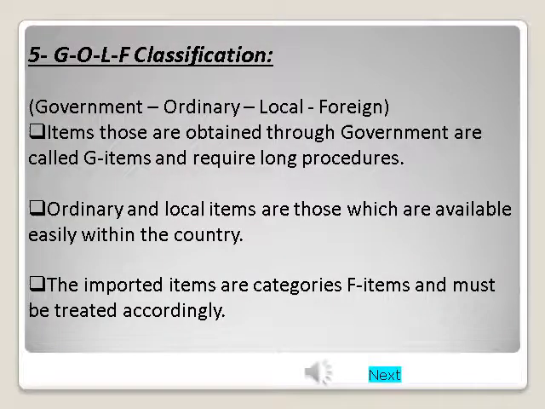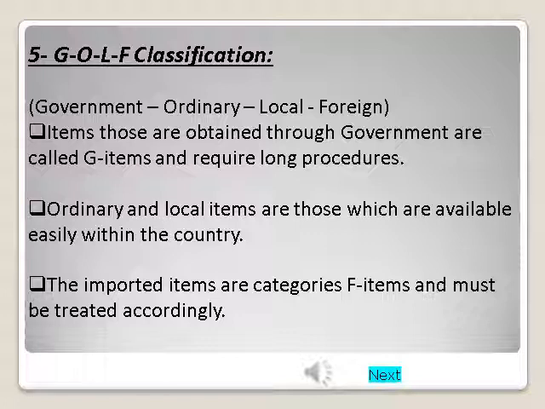Another form of classification is the GOLF classification, which is ordinary, government, ordinary, local, or foreign. Government items are those that need government approval to be purchased, like, for example, very important stones that are used for weighing scales, or items used for explosives. When we say foreign, that means it has to be purchased from outside. And government would mean that very heavy documentation is needed.